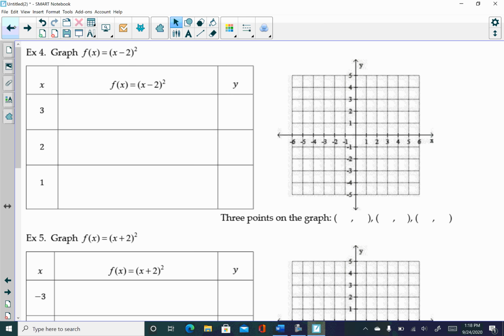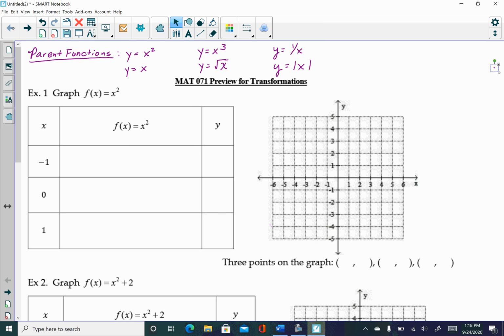All right, so let's go back to our first page and let's look at our parent function here, y equals x squared, and I've just set up tables here so that we could easily generate the graph. So remember, this f of x equals x squared just means y equals x squared. It says everywhere you see an x, plug in -1, so this one would be -1 squared, 0 squared, +1 squared. So take your -1 and you square it, that gives you +1, 0 squared, 1 squared.